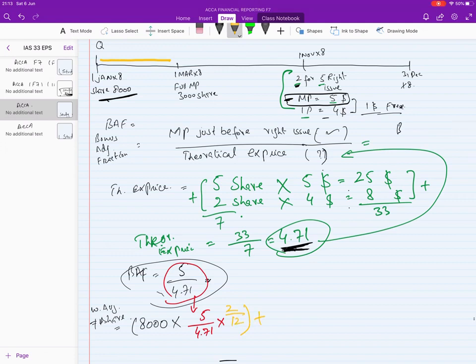Now they were having 8,000 before, and now they are issuing 3,000 shares more. It means 8,000 previously plus 3,000 they are issuing now. So they will have 11,000 shares now. And we need to take a bonus fraction here as well, 5 divided by 4.71.